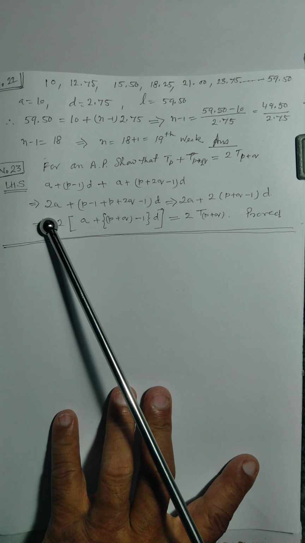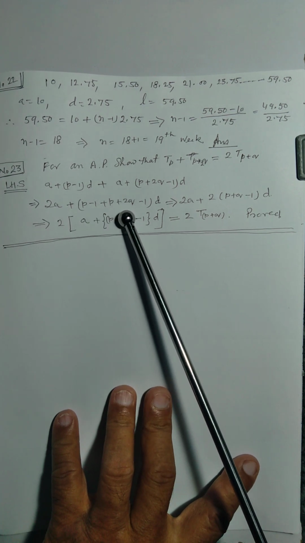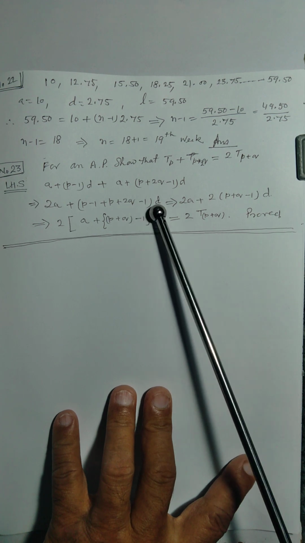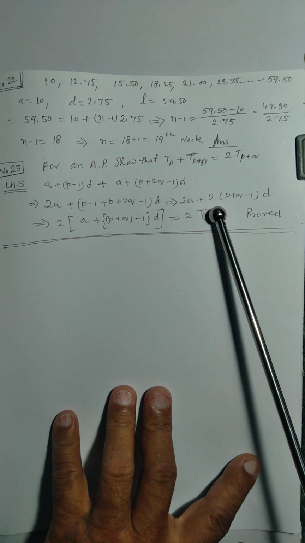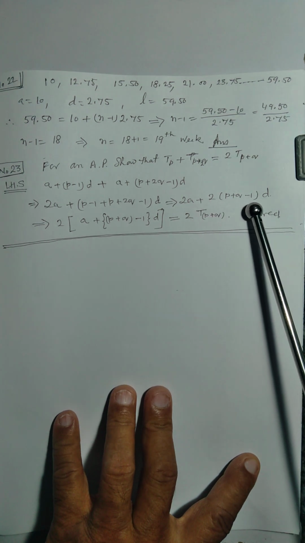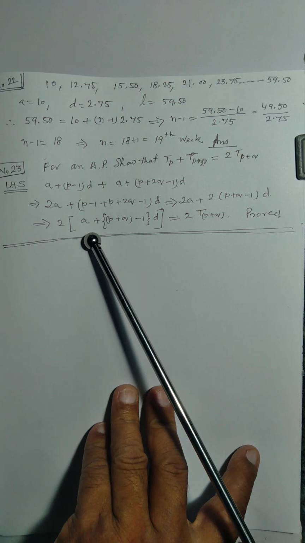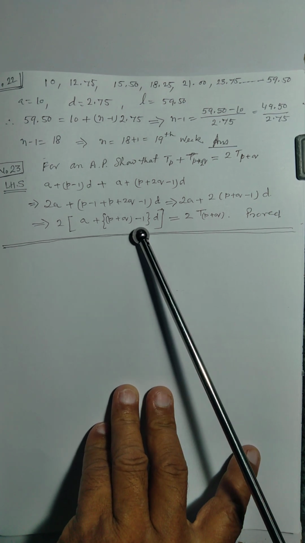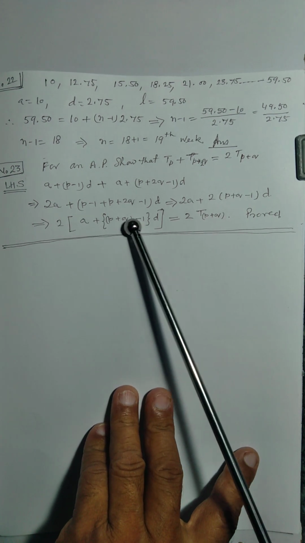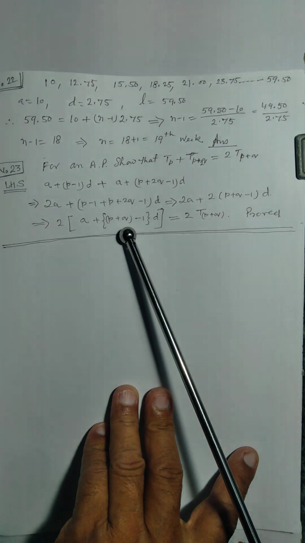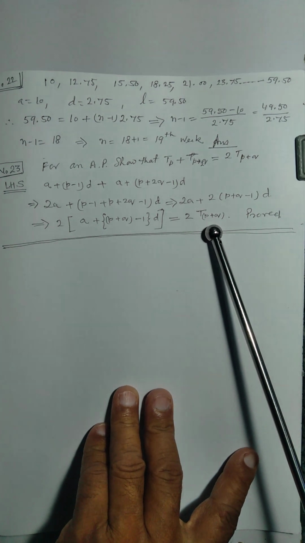Now add it, you will get 2A plus bracket p minus 1 plus p plus 2q minus 1 bracket closed into D. If you solve it further, you will get 2A plus 2 outside of the bracket p plus q minus 1 into D. That will be equal to twice of A plus p plus q minus 1 into D. So this is the p plus qth term. So that is equal to twice of the p plus qth term. Hence it is proved.